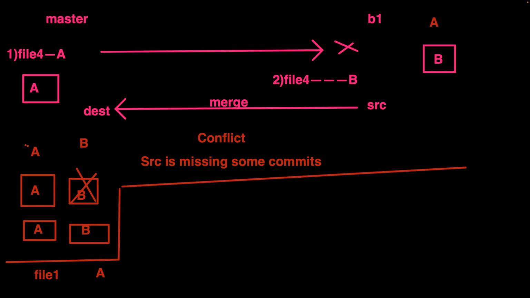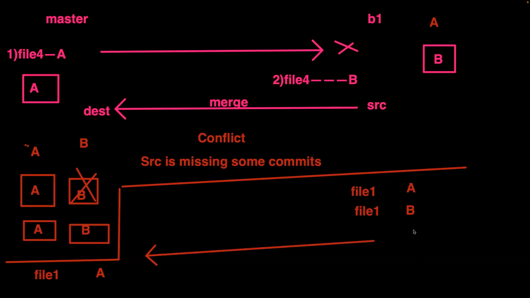This is all the same. Okay, let's say you have file 1, you have a commit. It's the same file, file 1. Okay, you make a commit A here. Again on the same file 1, you make commit B. Now if you try to merge, will you get a conflict? Same file, but the source is not missing anything, right? Yeah, obviously you will not get any conflict here.